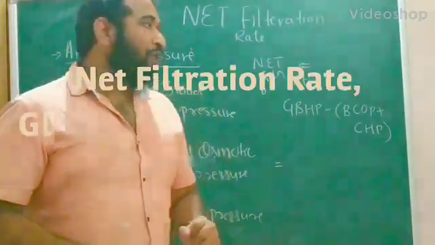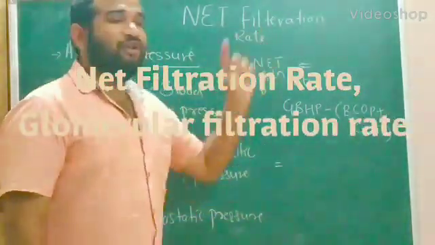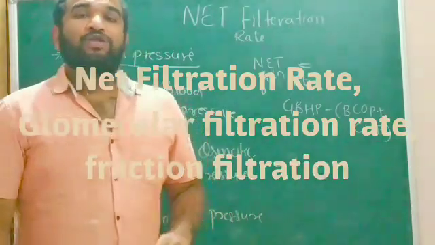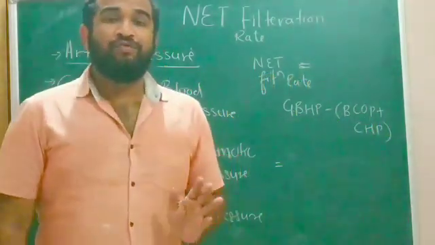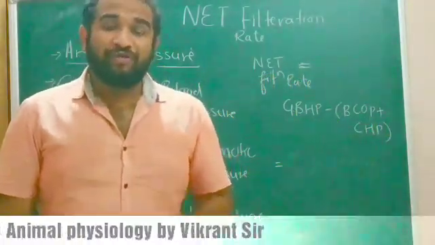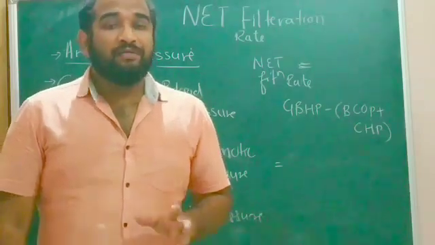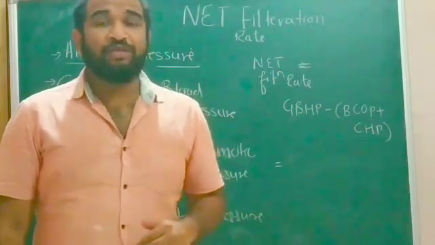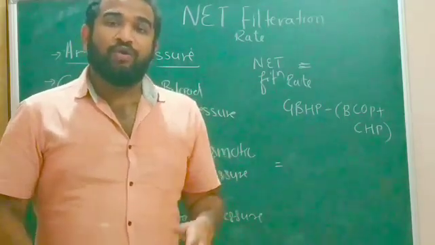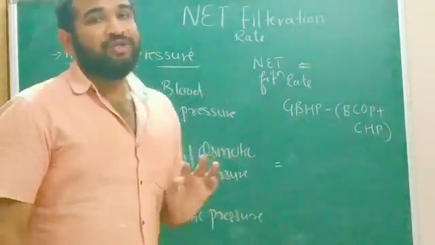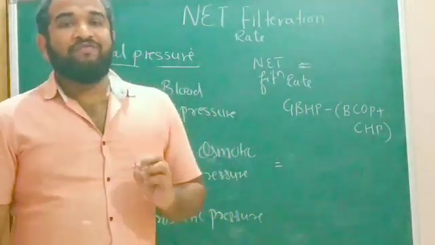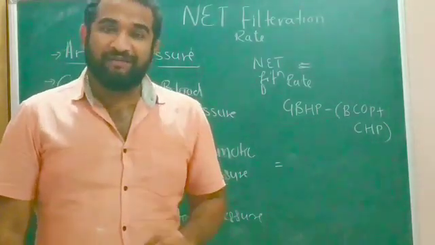We will start with a point that is called the net filtration rate. In the last video we saw the structure of the nephron and the types of nephron. Today we are going to study what is net filtration rate. Now we all know that the filtration takes place in the nephron.